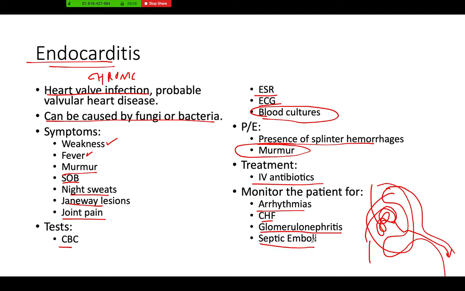Septic emboli is essentially a piece of bacteria that gets into the bloodstream and goes somewhere and causes a big problem. While we talked about how Janeway lesions, splinter hemorrhages, and Osler nodes are just a tiny bit of bacteria that's causing not really a problem but more of a symptom, if you have a large chunk of bacteria that's able to get to the brain, say, that would cause an abscess or a bacterial growth in the brain. And so we would call that a septic embolus. Okay. Great.